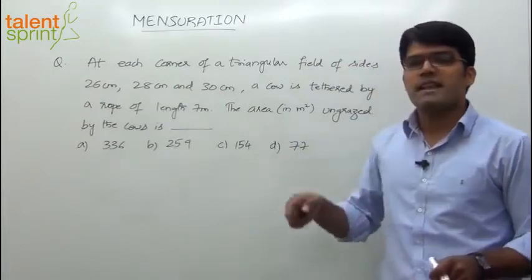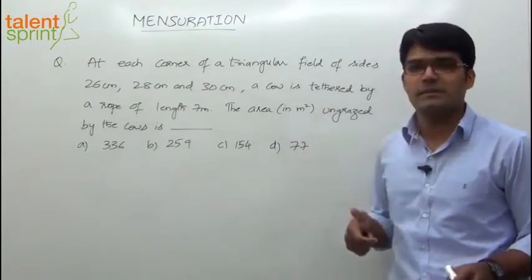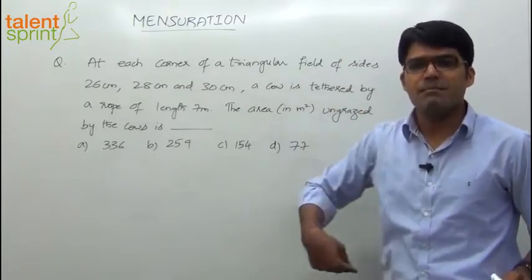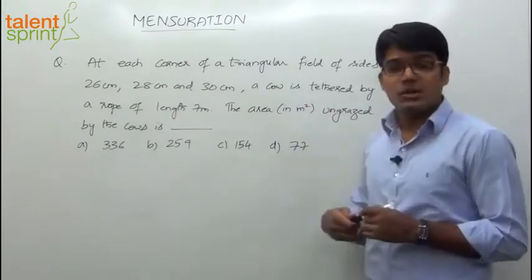So at each corner of this triangular field, a cow has been fixed. A cow is tethered with a rope of length 7 meters. So of course, they can graze some part of the field. What part is ungrazed is the question here. Let's look at the solution.